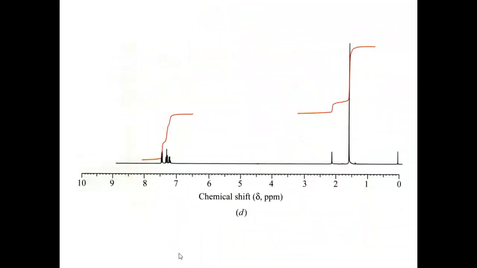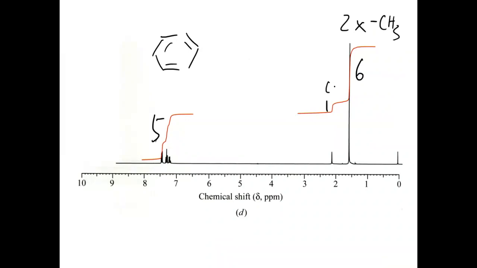Okay. The last thing again: here is 5 protons, here is 6 protons, and this one is 1 proton. This is pretty straightforward. 5 protons around 7 ppm, again, monosubstituted benzene. And the 6 protons are 2 CH3s. And then only one, that's the OH proton, because that's the only 1 proton left.